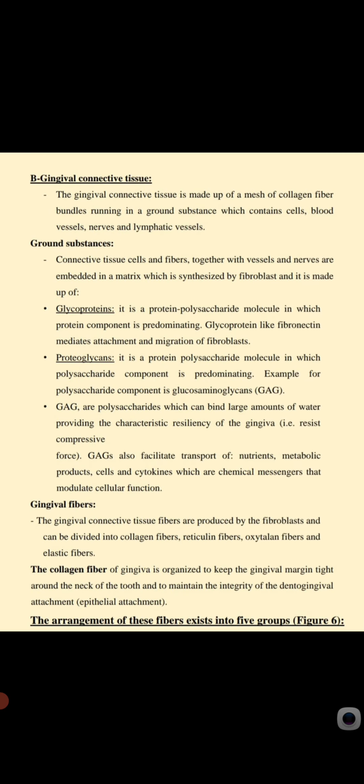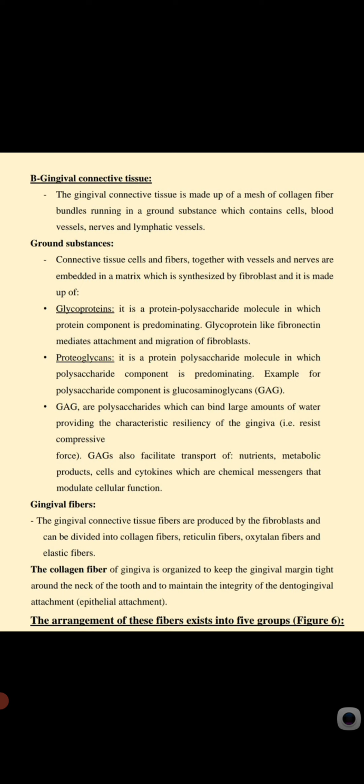Now come to the second part of the microscopic picture, which is the gingival connective tissue. Remember, in other connective tissues present in our body, there are three components of connective tissue: ground substance, cells, and fibers. Here, same in gingival connective tissue, again there are three things: ground substance, fibers, and cells. First, ground substance. The gingival connective tissue is made up of a mesh of collagen fiber bundles running in a ground substance which contains cells, blood vessels, nerves, and lymphatic vessels.